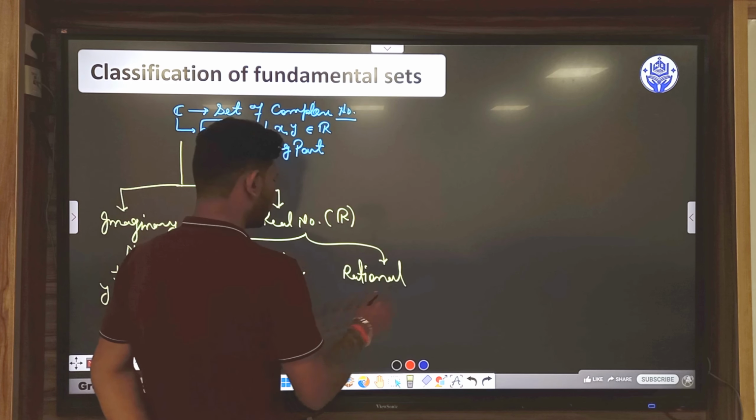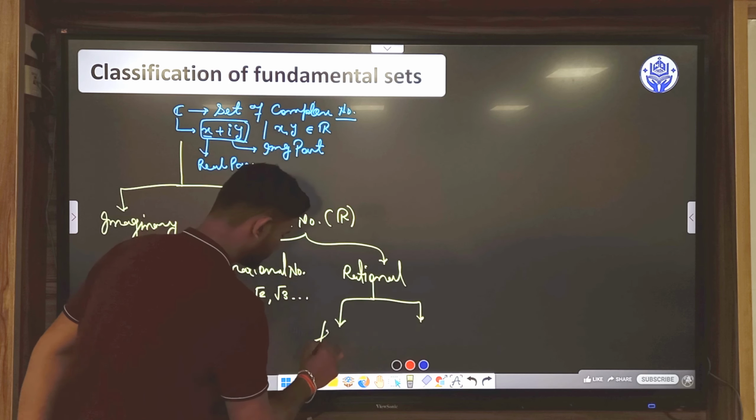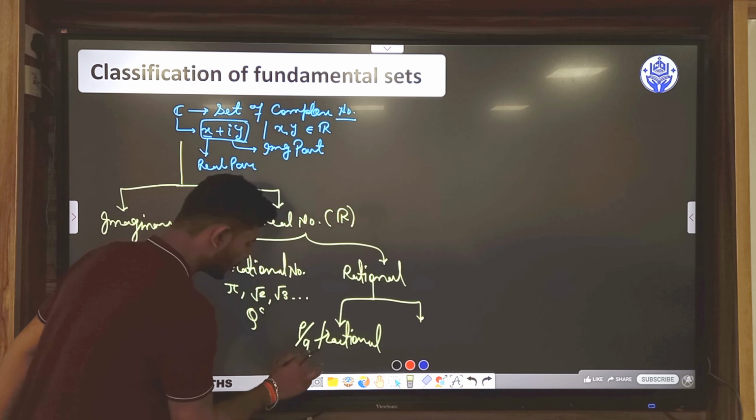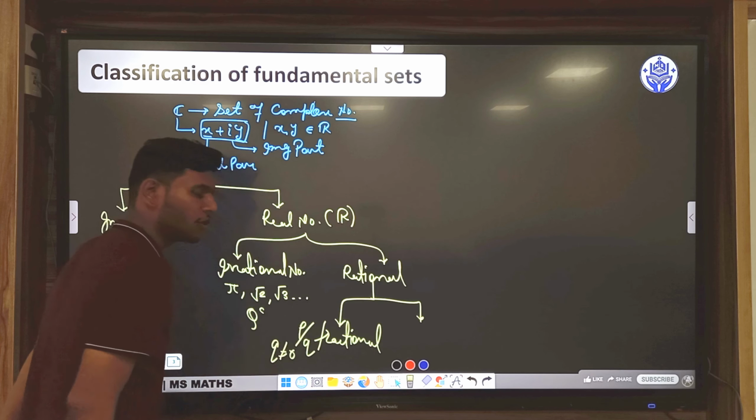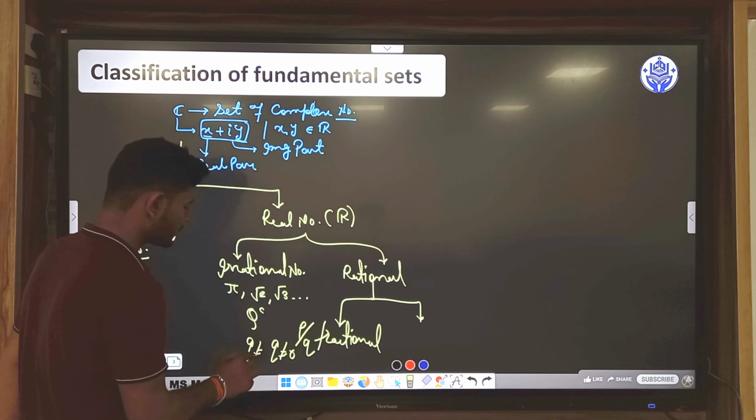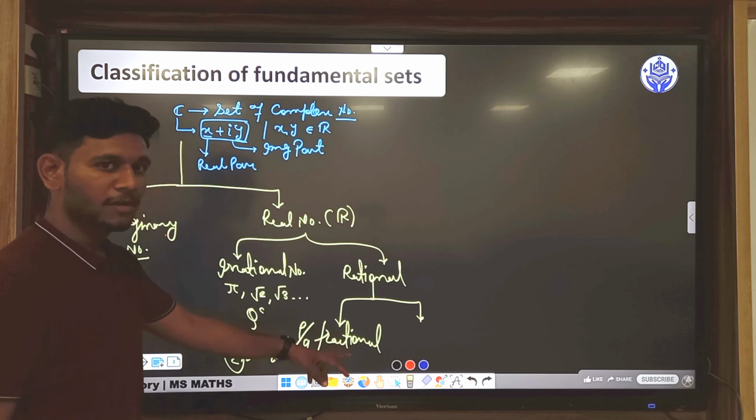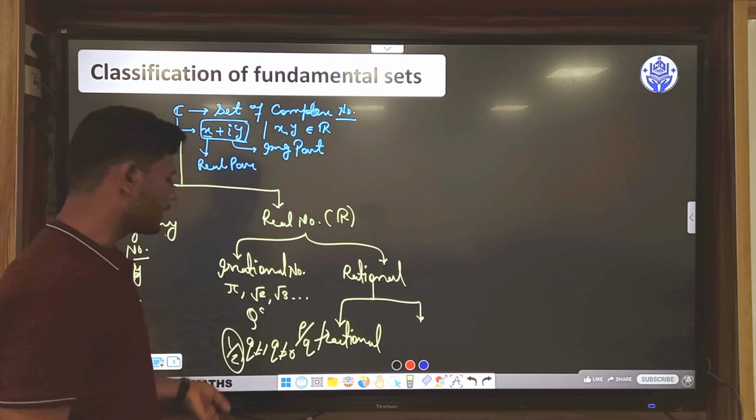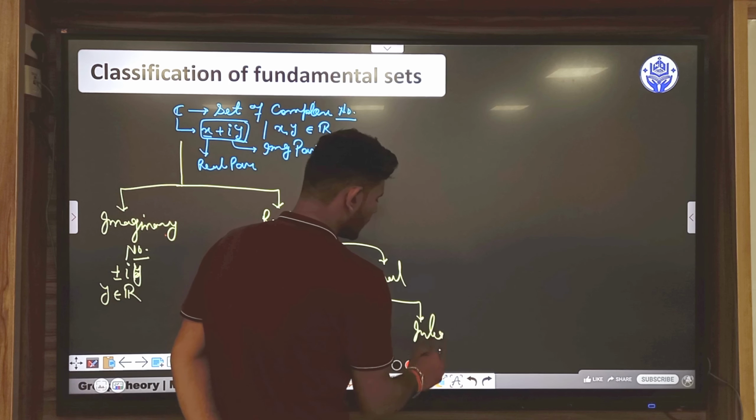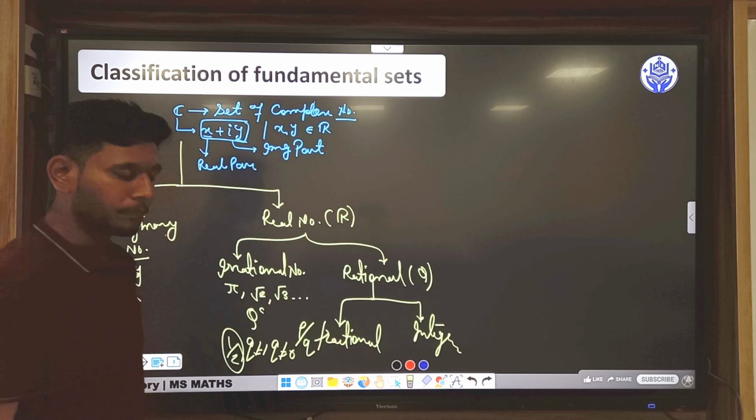And the rational numbers, we all know, again have two parts. One is fractional, which we write as p by q, where q is not equal to 0 and q is also not equal to 1. For example, 1 by 2, 2 by 3, 4 by 7, whatever, we can consider as fractional parts. And another one is integers. The rational numbers are denoted using Q.